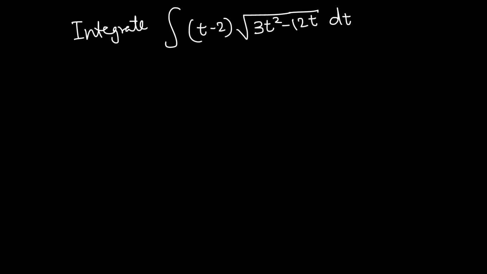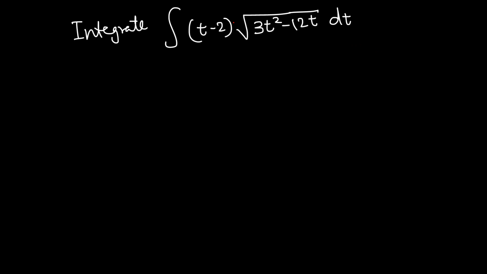Integrate. So we have a product of two functions, and in fact there is no product rule, though we will get integration by parts. But it looks like the outside function is just a multiple of the derivative of the inside. So what is the derivative of 3t squared minus 12t? The derivative is 6t minus 12, and if we multiply this by 6 we get 6t minus 12. So exactly that. This means we can integrate this using u-substitution.